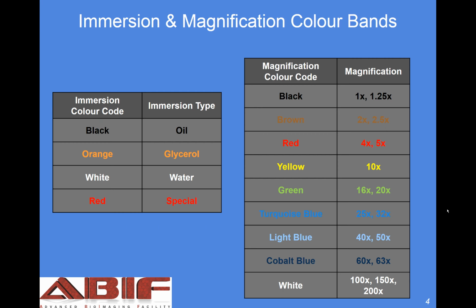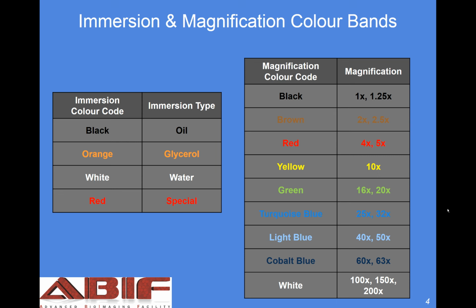So each lens has two color bands on it. One color band near the tip of the lens is the immersion color code. So for instance, for an oil immersion lens, there'll be a black band at the front of the lens. For a water lens, it would be white. And for the magnification color code, there's many different colors depending on the magnification. And so for instance, 10x is yellow, 20x is green.